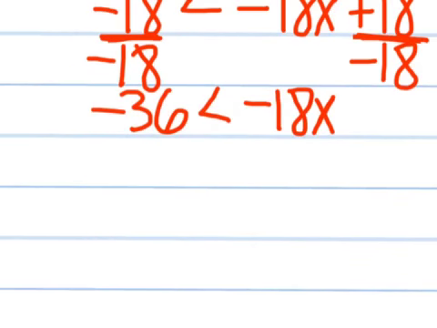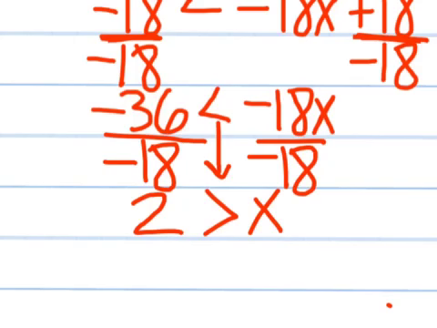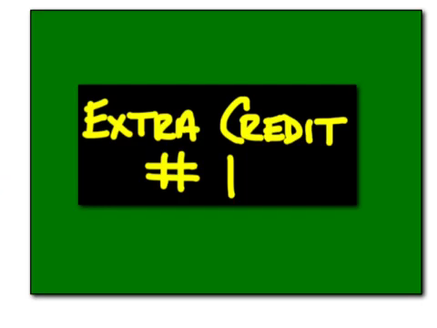What do we need to do now? Divide by negative 18. We're dividing by a negative, which means we are going to what? Flip the inequality sign. Negative 36 divided by negative 18 will give us a positive 2. We're going to flip our inequality so that it's a greater than symbol now. So our answer should be 2 is greater than x.